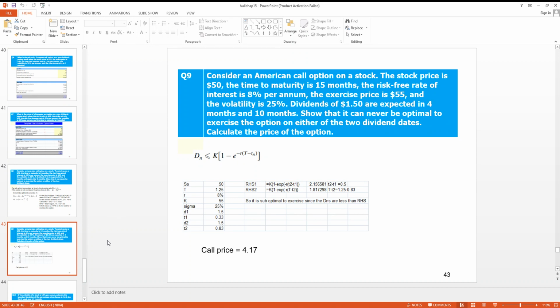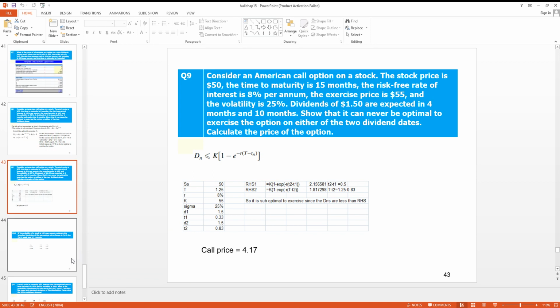Similar to the earlier example, I would suggest you run through the solution which I have given over here. Try to work it out without actually referring to the previous worksheet, and see how you're getting the answer which is being given over here.